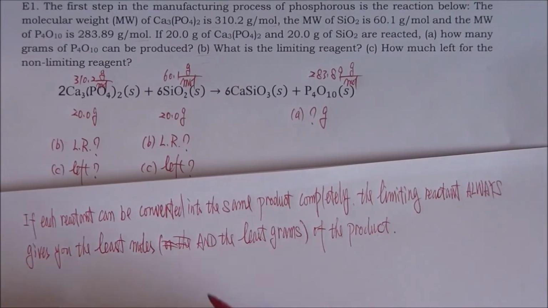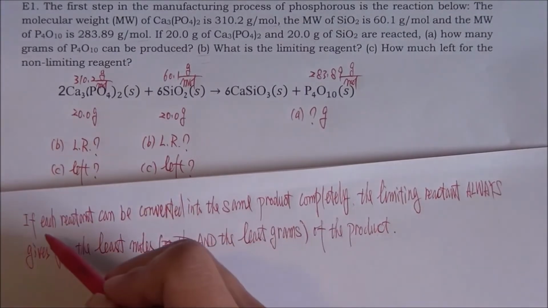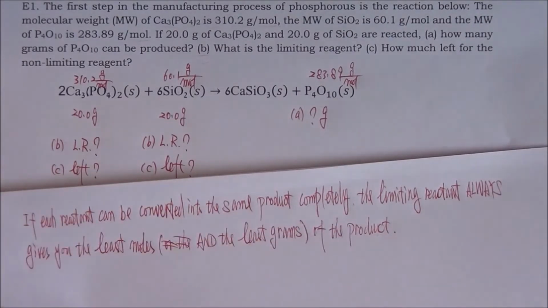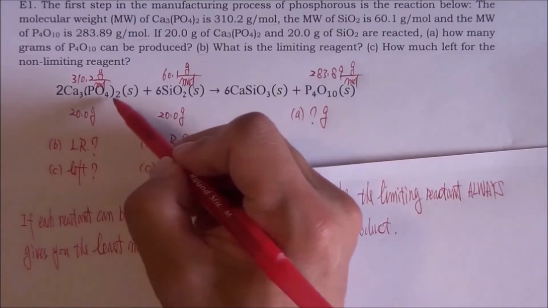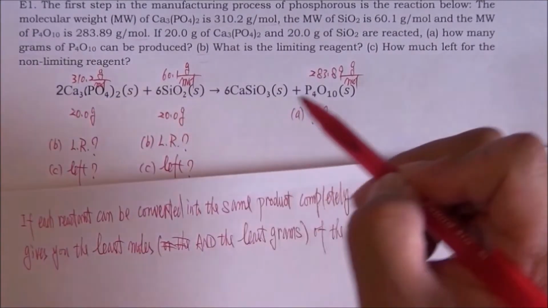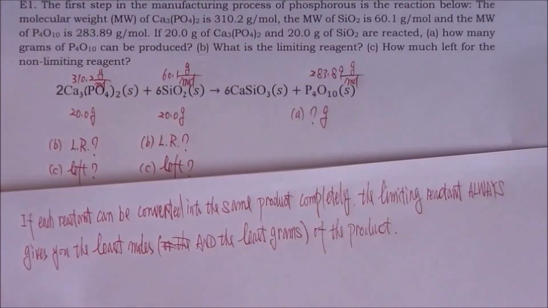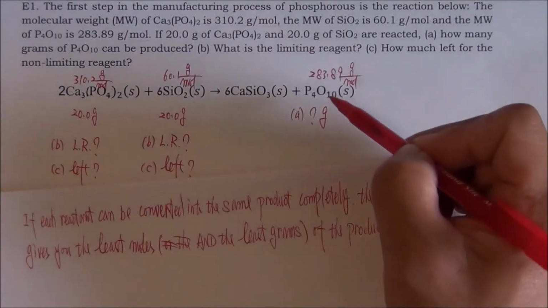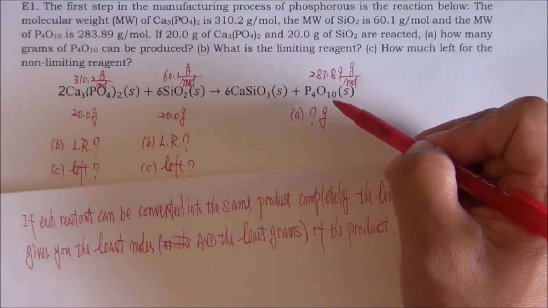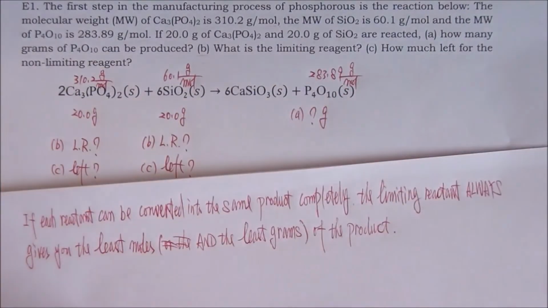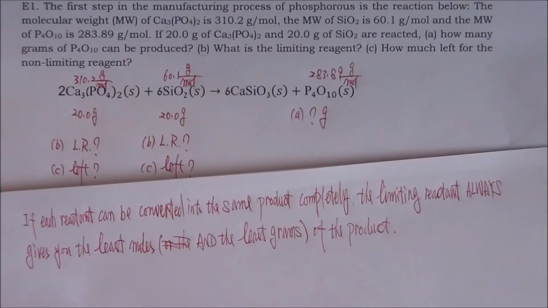You may wonder, Dr. H, what do you mean converted? When I say converted from the reactant to the product, we need to start from each reactant. Use the stoichiometry calculation to convert to the same product. Each conversion from a reactant to the product is a typical stoichiometry calculation. Whichever gives the least grams or moles of the same product, it is the limiting reactant. Let me show you the details of the work for this problem.